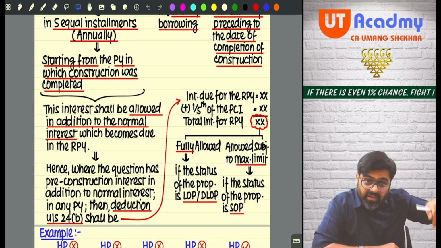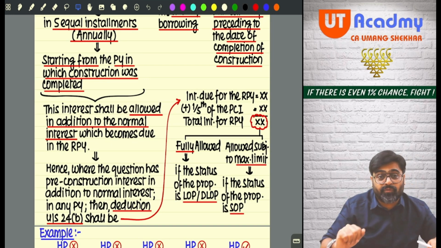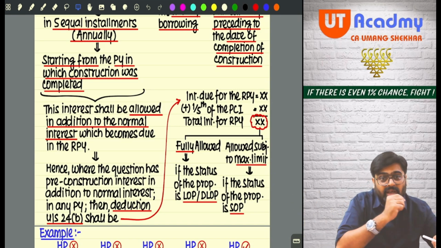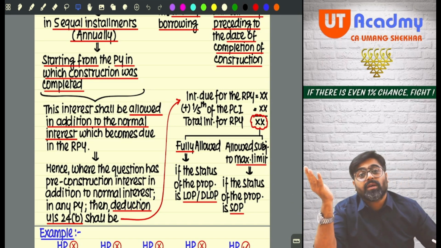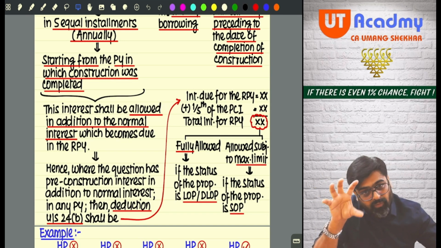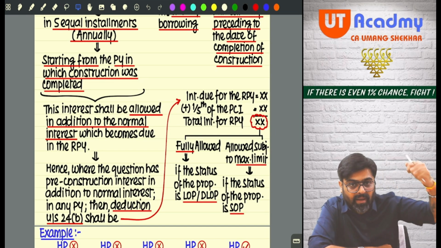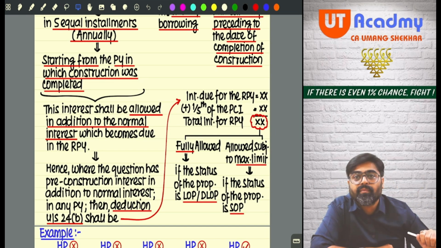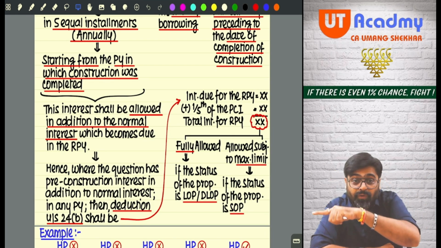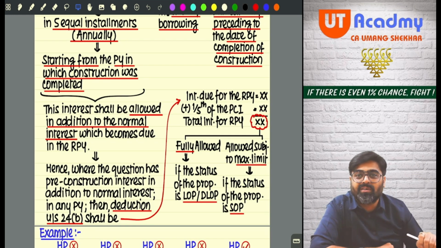This year, the current year can be the first year for taking 1/5, or it can be the second year for taking 1/5, or it can be the third year for taking 1/5. Because the year in which the construction is completed, from that year onwards, 1/5 is allowed. Can I say construction can be completed in my previous year? So in my previous year, interest will become due, and 1/5 of the total pre-construction period interest will be allowed for the first time in my previous year, no?